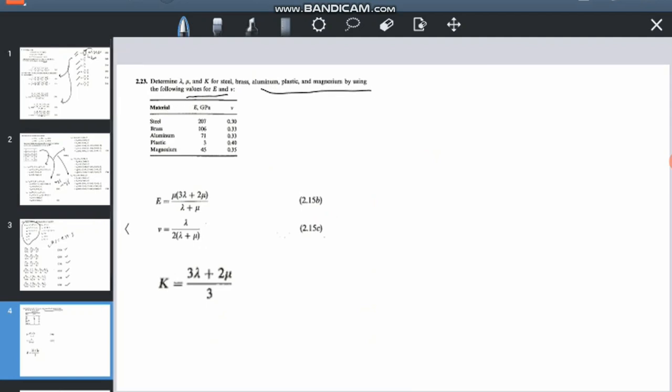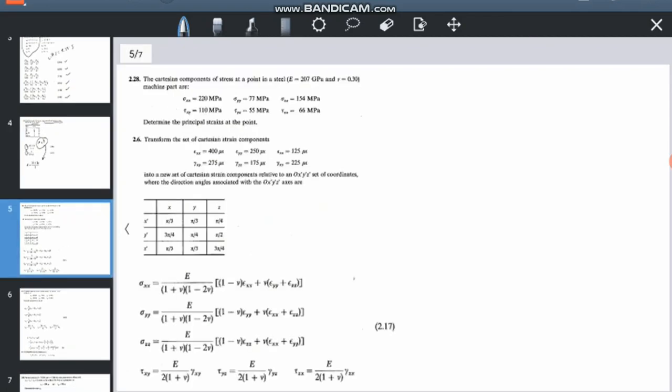Now determine mu, lambda, and k for steel, brass, aluminum, plastic, and magnesium by using the following values of E and v. So you have unknowns, mu and lambda. You have the value of E and v, so you have two unknowns and two equations. So you would be able to find out these values. And once you find out the values, you place it in this equation to get the value of k.